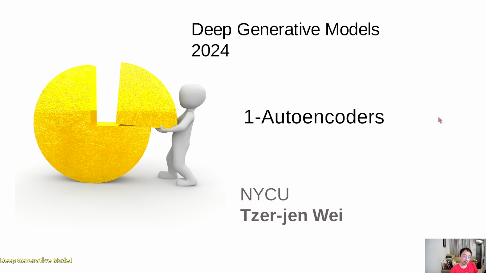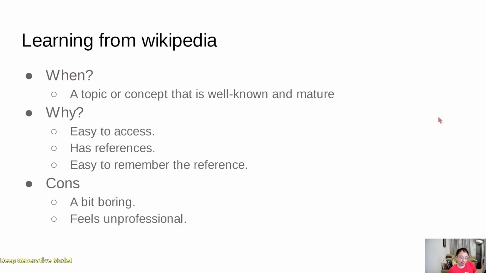So before we dig into the concept of the autoencoder, let me introduce one of my favorite ways to learn a new concept or thing. That is learning from Wikipedia. There are many different sources that you can use to learn a new concept. Like you can use a lecture note, a book, a video tutorial, or even a blog post to learn new things. Wikipedia is one of the sources that you can use to learn a new concept.